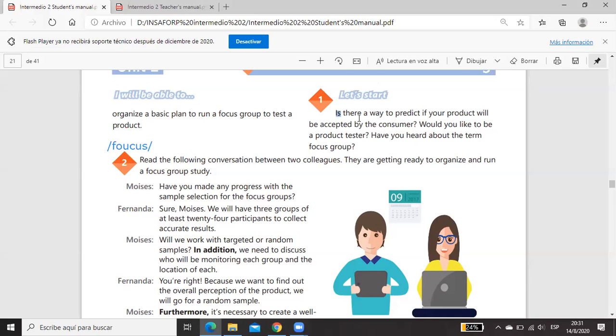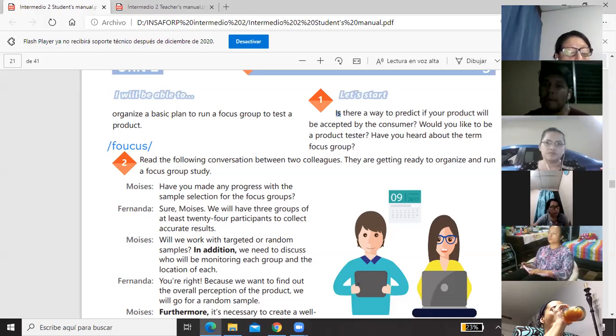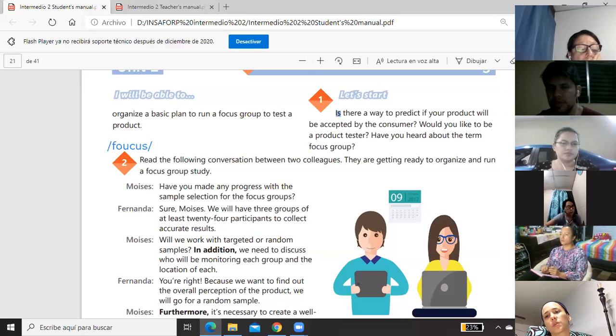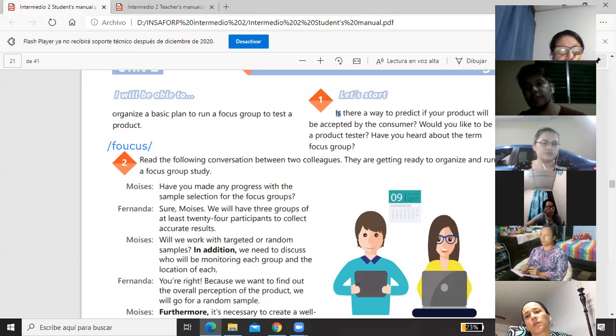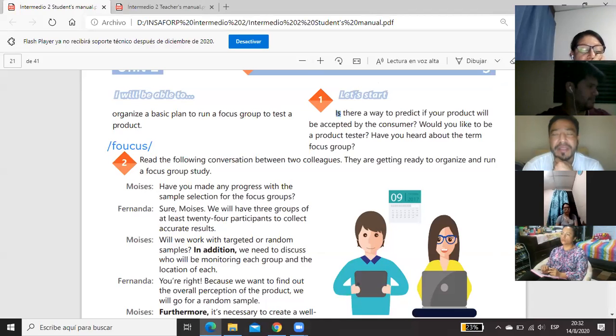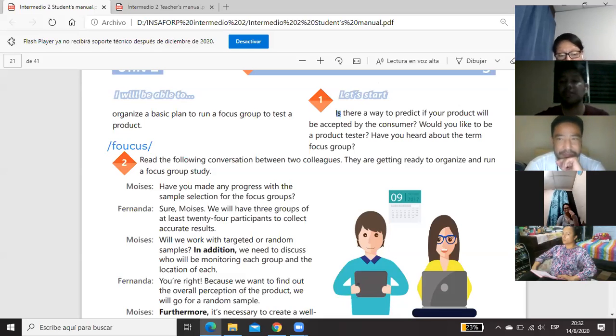All right. Good. So now let's find out. Great. So is there a way to predict if your product will be accepted by the consumer or not? What do you think? Is there a way we can know if our product will be accepted by the consumer or not? Anybody? Yes, there are. Yeah? Which ways? The different metal test. All right. Okay, good. This is a method. Yes, those are the methods. We use these methods to find out if the product will work, if the consumers will like it, right?